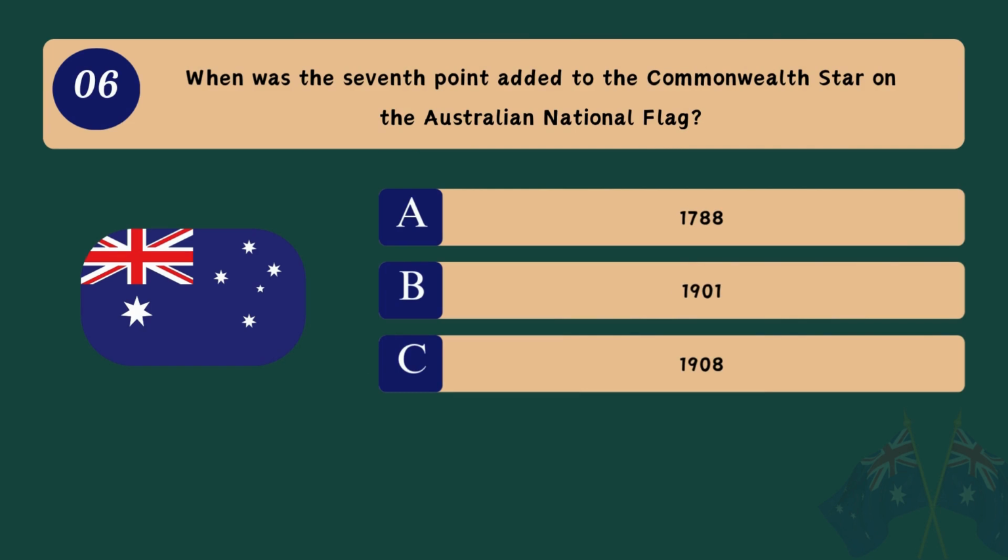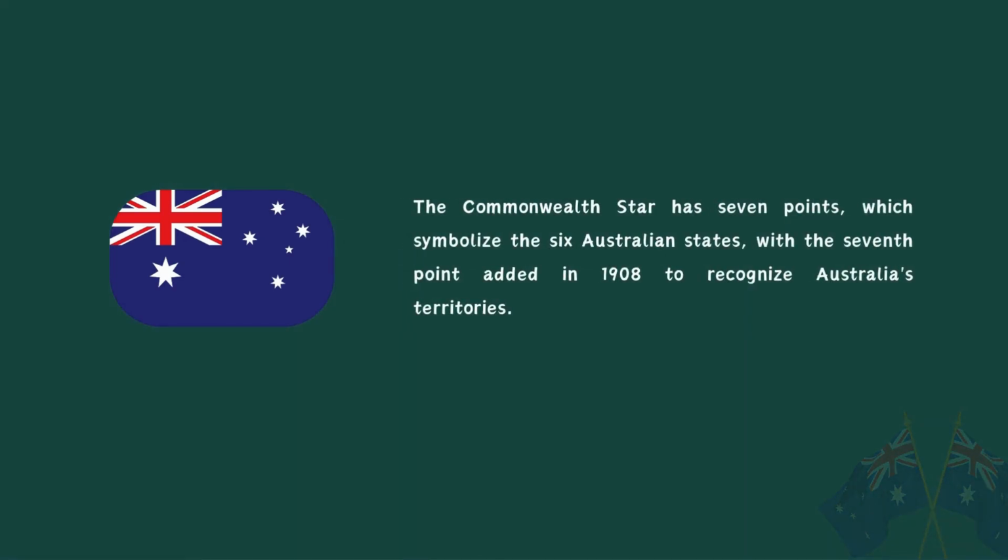Question 6. When was the 7th point added to the Commonwealth Star on the Australian national flag? A. 1788, B. 1901, C. 1908. Correct answer C. 1908. The Commonwealth Star has 7 points, which symbolise the 6 Australian states, with the 7th point added in 1908 to recognise Australia's territories.